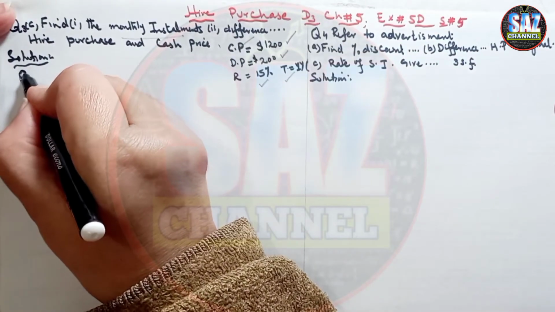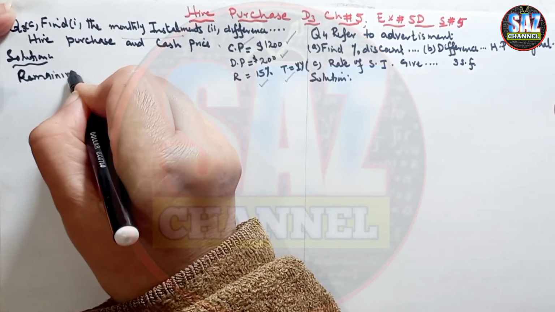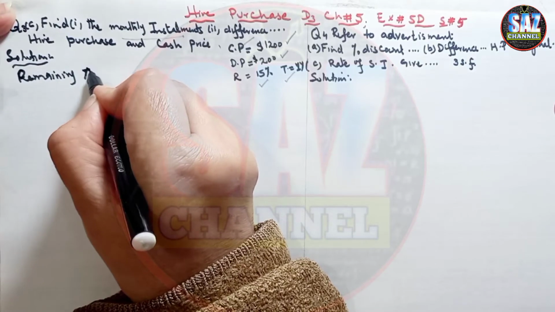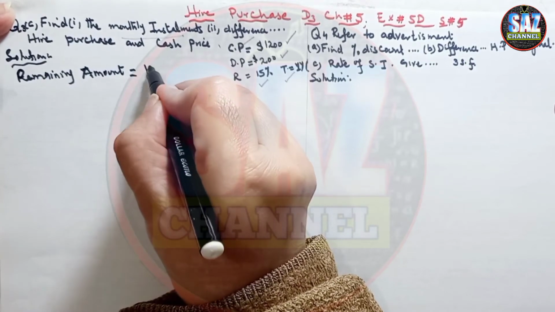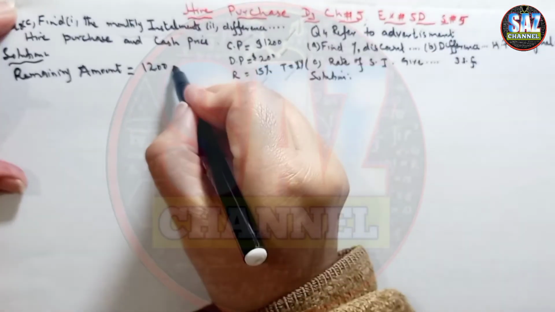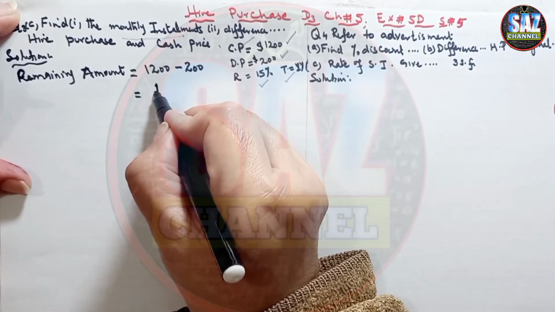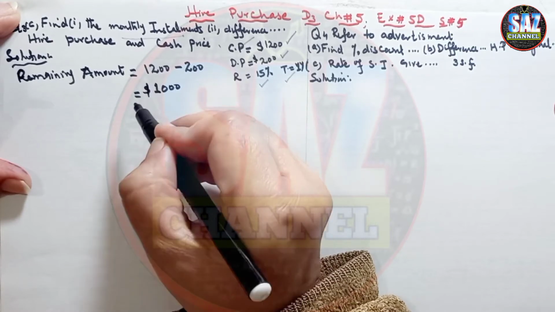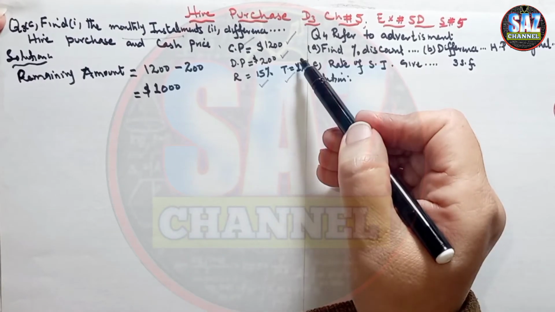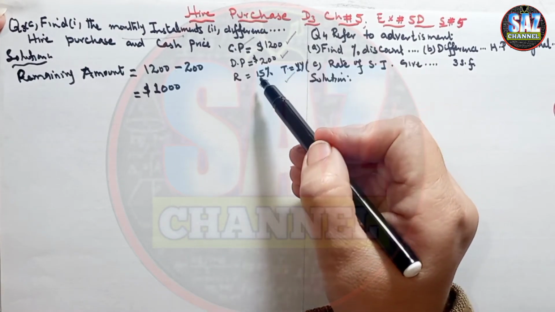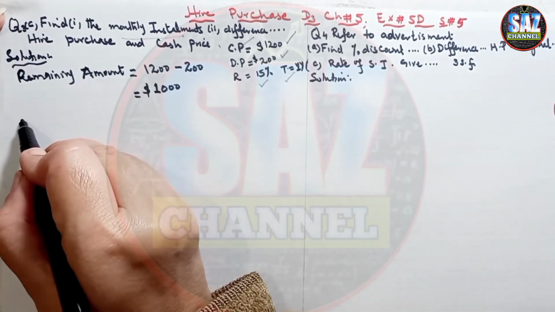The remaining amount is equal to the actual price, which was 1,200, and we are paying the down payment or depositing 200. So 1,000 is the amount that we still have to pay. Okay, now what will happen with this 1,000? We have to return this 1,000 in 1 year, but we have to pay interest on this at the rate of 15%. So first of all, I have to find the amount of interest.